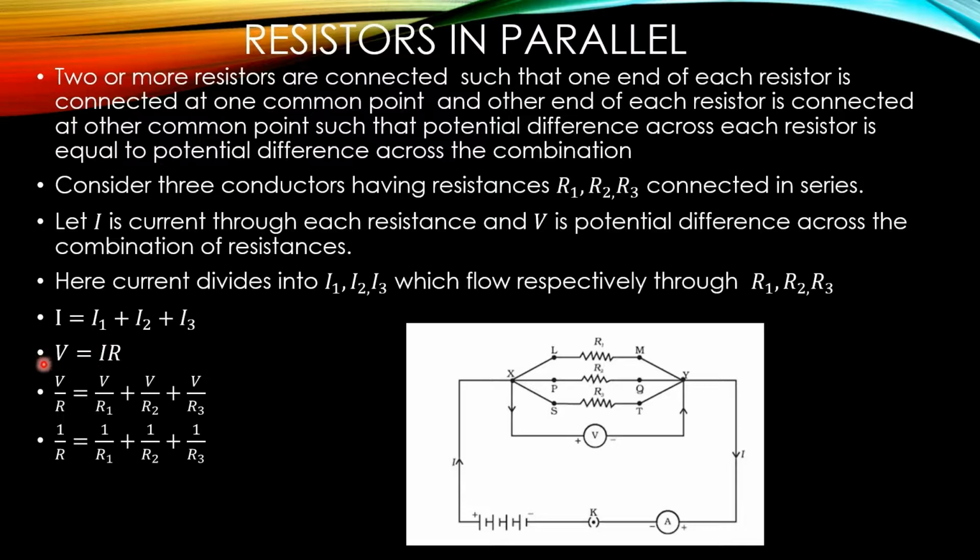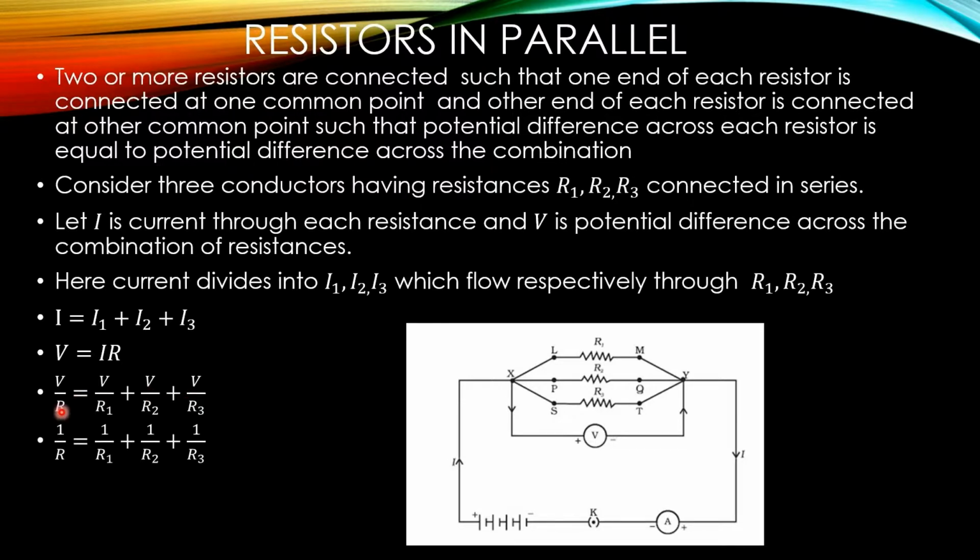According to Ohm's law, we know that V equal to I into R. In place of I, we can write V upon R. So I will be replaced by V upon R. I1 will be replaced by V upon R1, I2 by V upon R2 and I3 by V upon R3.